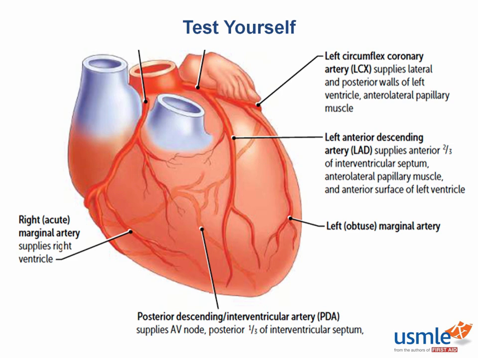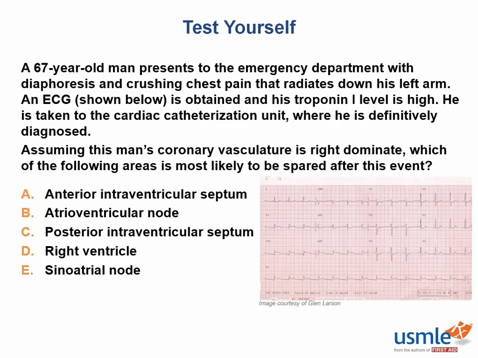So with all that, we know that the right acute marginal artery supplies the right ventricle. So in this case, D is incorrect. And the posterior descending artery supplies the AV node and the posterior part of the interventricular septum. So B and C are incorrect. Now we're just left with A and E. And if you remember back, the right coronary artery supplies the SA node via the SA nodal artery. So E is incorrect. So that leaves us with A, which is the correct answer here.